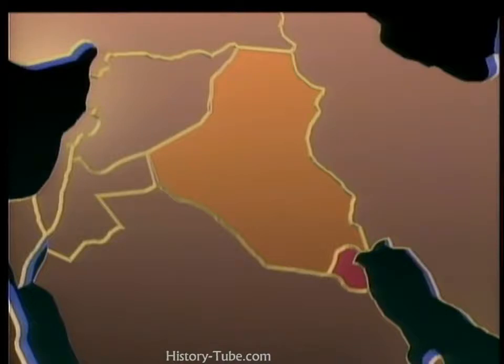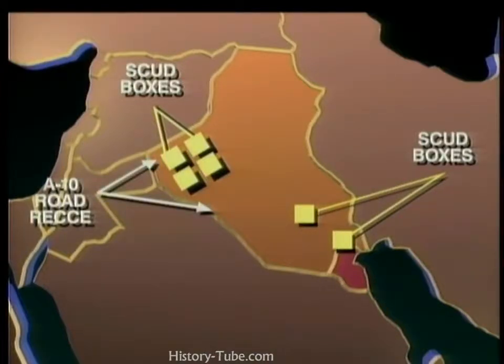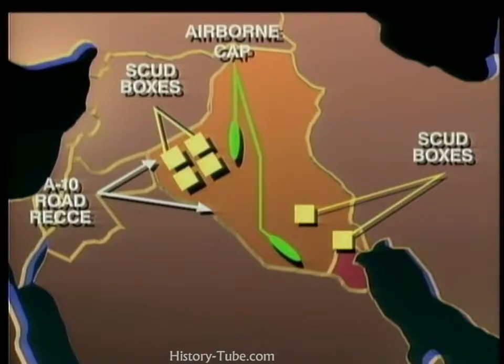The coalition knew that the mobile launchers had to come out of hiding and drive to certain areas so their Scuds could reach their targets. These launch areas were called Scud boxes. During the day, A-10s flew along the roadways looking for them. By night, F-15Es and lantern-equipped F-16s circled overhead.